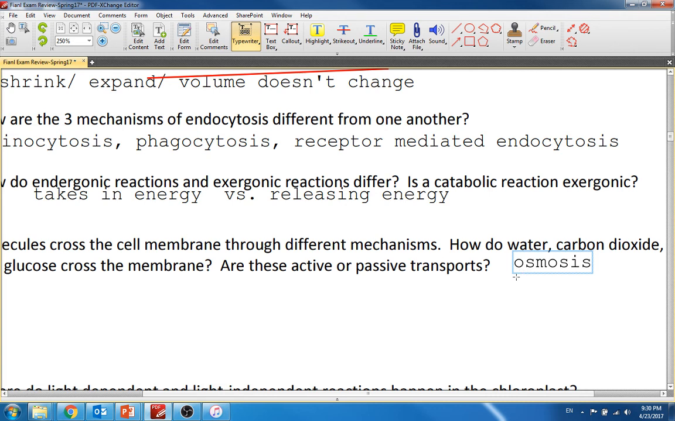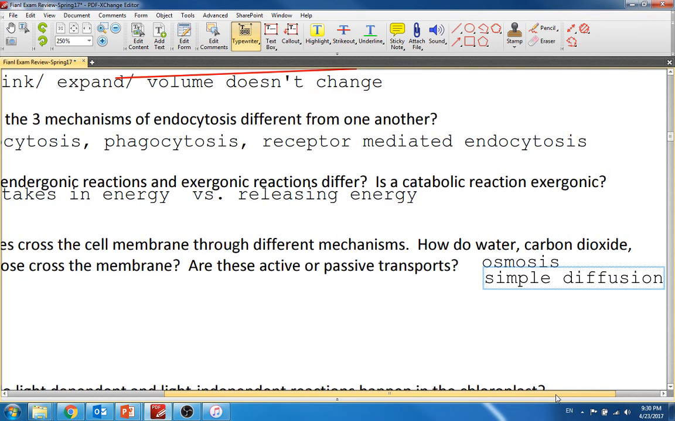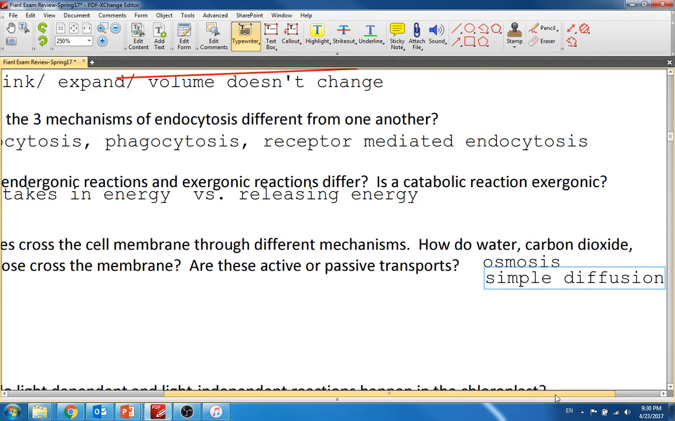Carbon dioxide will easily diffuse to the inside or the outside of the cell based on its concentration, because it's small enough and also because it's nonpolar. It has similar properties as the phospholipid bilayer. So it's simple diffusion for carbon dioxide.